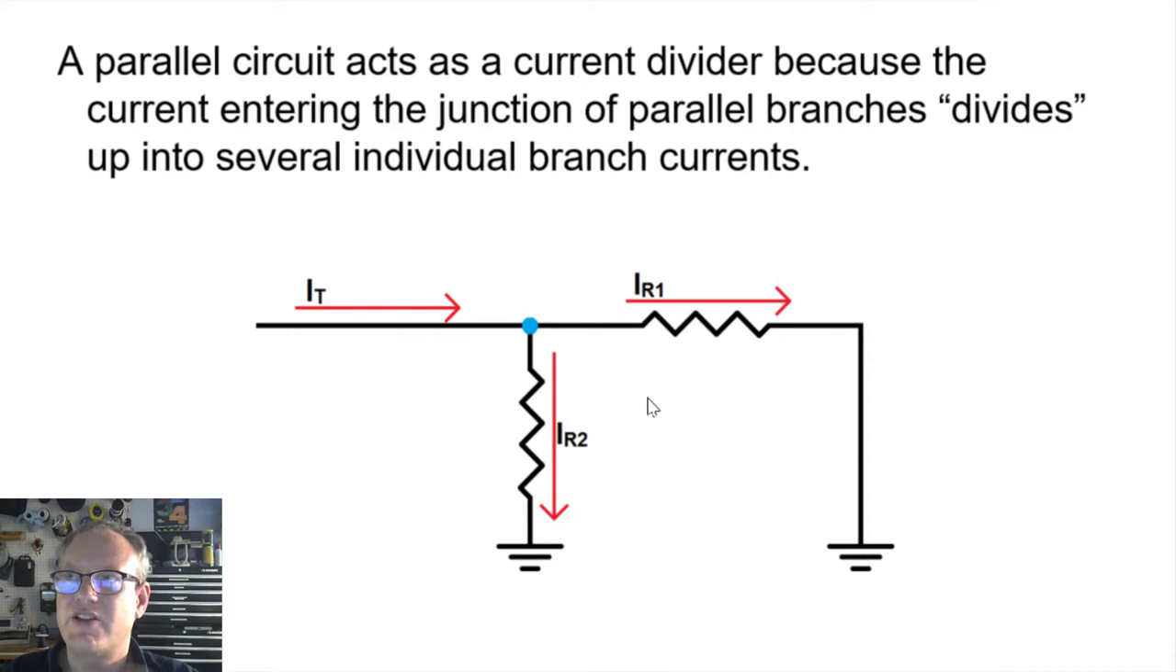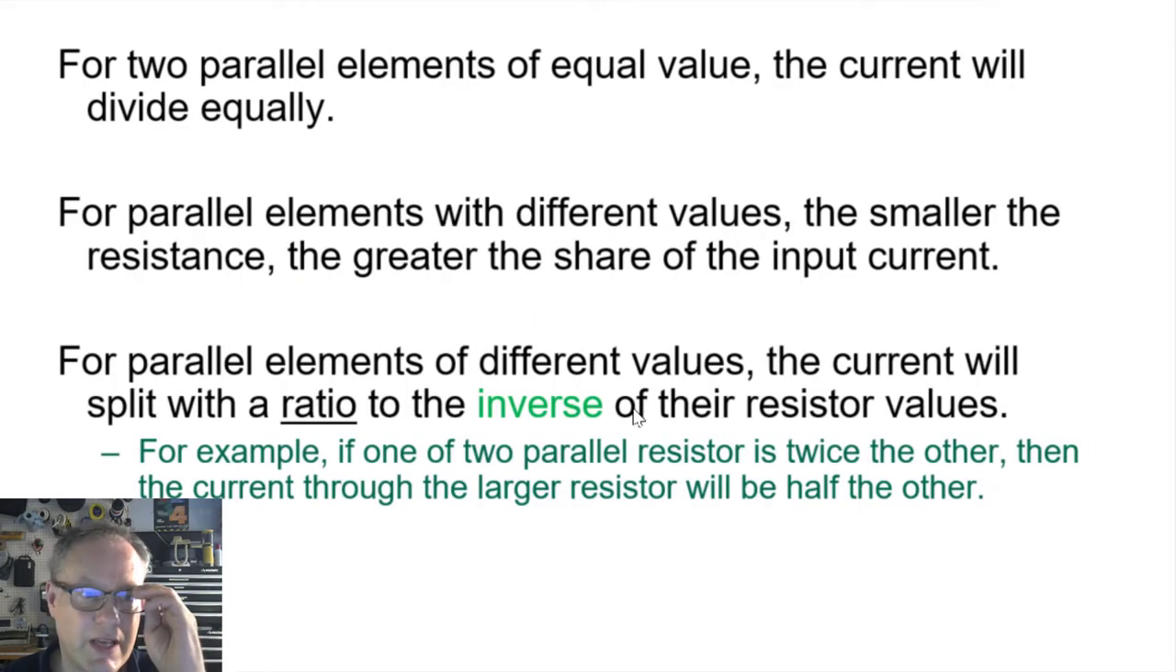Just think about it this way. Think series circuits, your foundation, your understanding of Kirchhoff's laws, your understanding of the voltage divider, everything, the formulas, and then take parallel circuits and just flip it all upside down. So moving forward, we're going to take a look at this. For two parallel elements of equal value, the current will be equal. I think that makes sense.